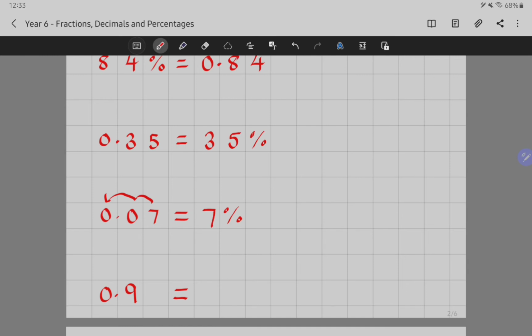0.9. What's that going to become? What do you think? Yeah, it's going to be 90%, because I can imagine there's an actual 0 there. That might help me out if I need to. I can put it in, so it's always useful to do.